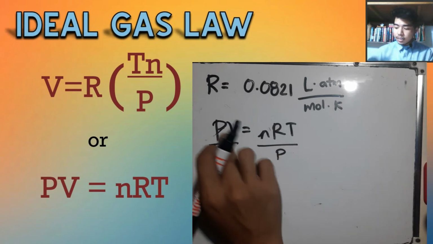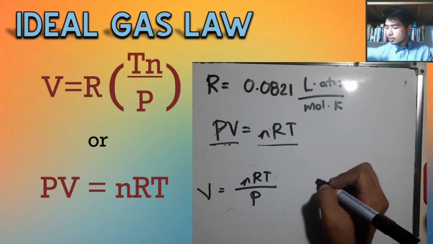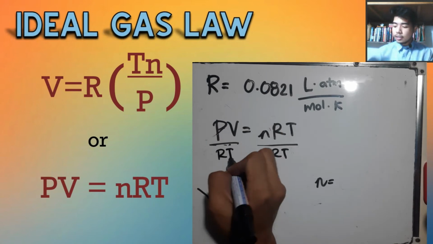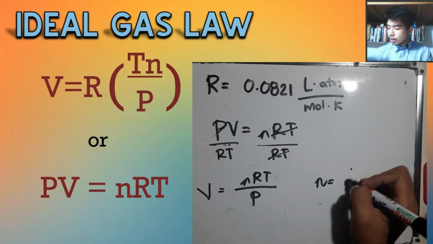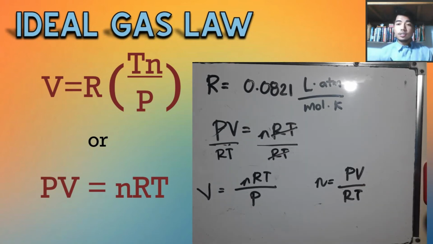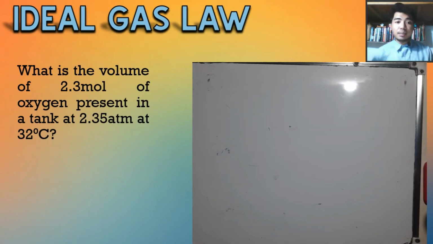Now, for instance, you want to isolate the number of moles. You're just going to divide both sides by RT, or the constant and temperature, in which you arrive at PV over RT. So that is basically how you are going to manipulate the formula when it comes to the ideal gas law. And now, let's apply this in a problem.